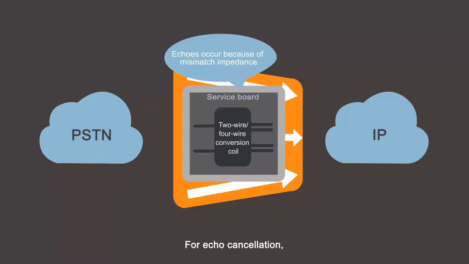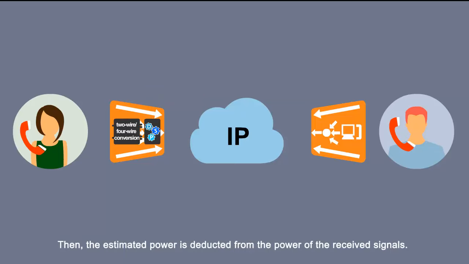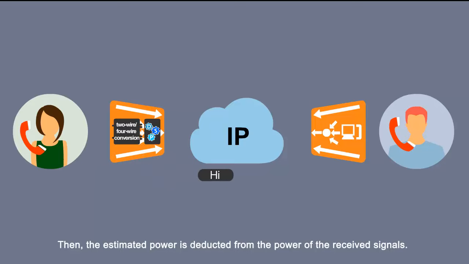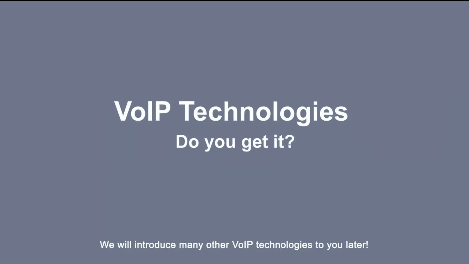For echo cancellation, the auto-adaptation function is used. That is, the power of echo signals is estimated in advance. Then the estimated power is deducted from the power of the received signals. In this way, echoes can be cancelled. We will introduce many other VoIP technologies to you later.